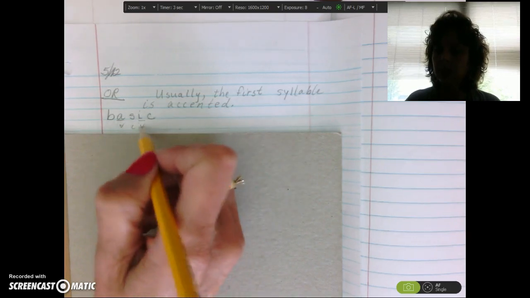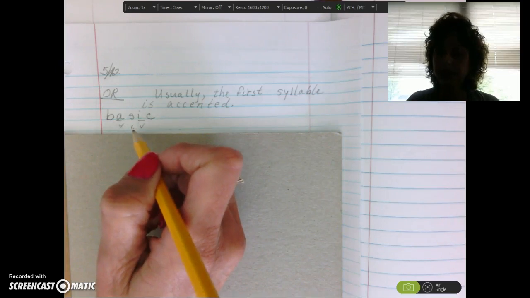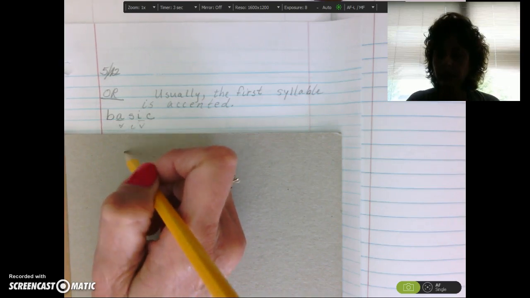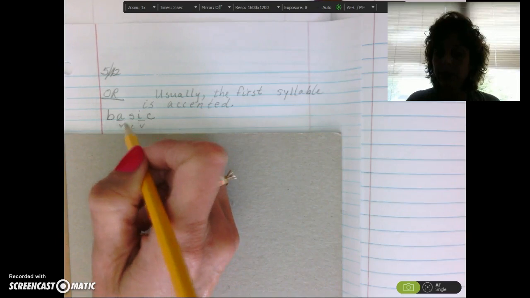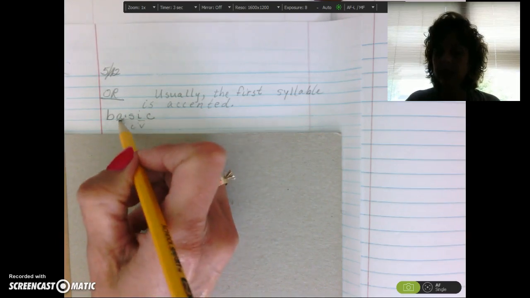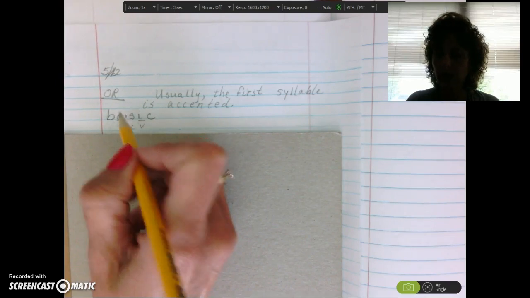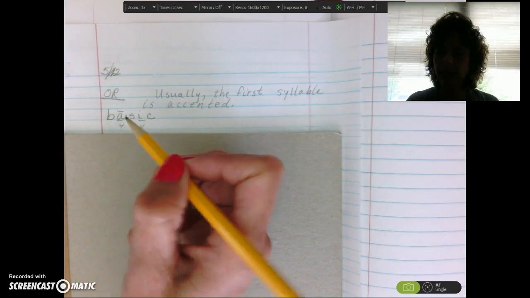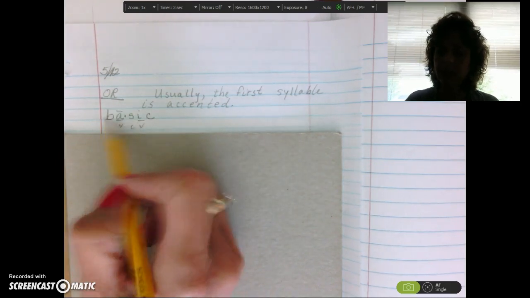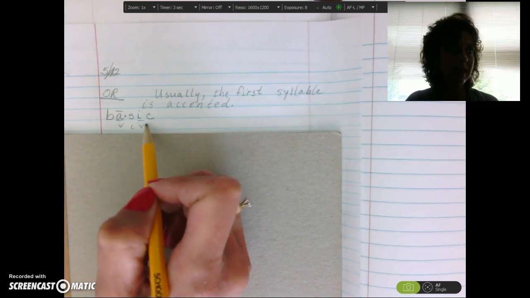So with the VCV rule, where do we divide it first? Our first syllable division choice is where? Between the first V and the C. If we divide it here, the A becomes short or long? Long. So it says its own name, right? So we know this syllable is going to say bay. This syllable is going to say sick.